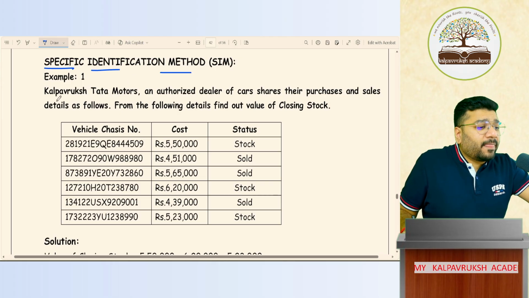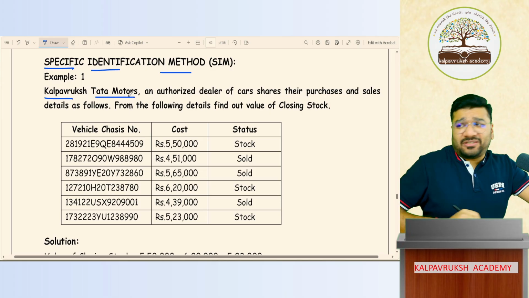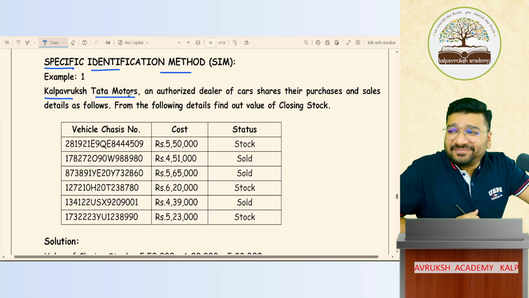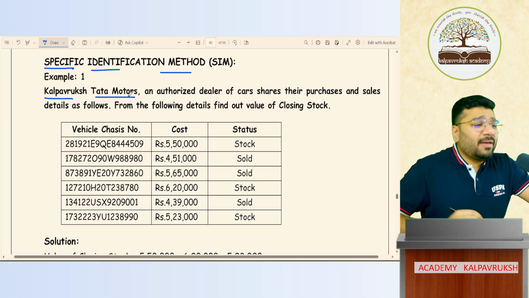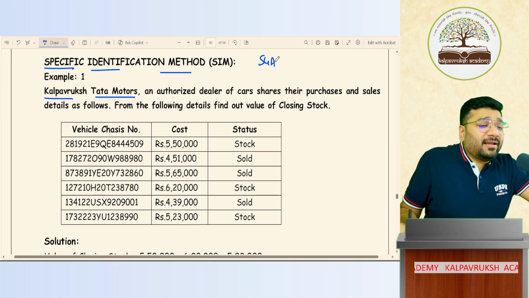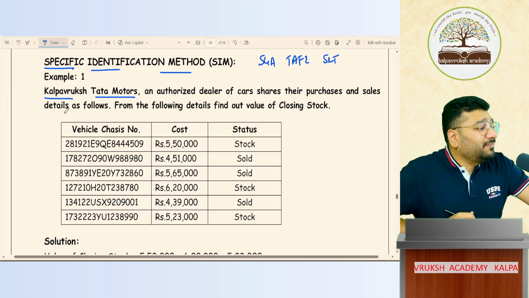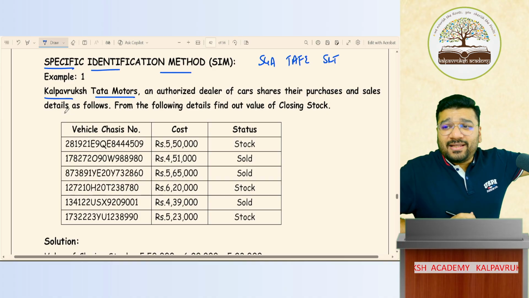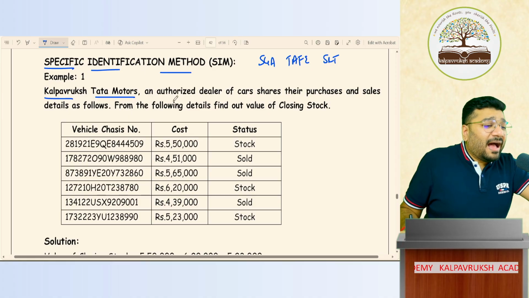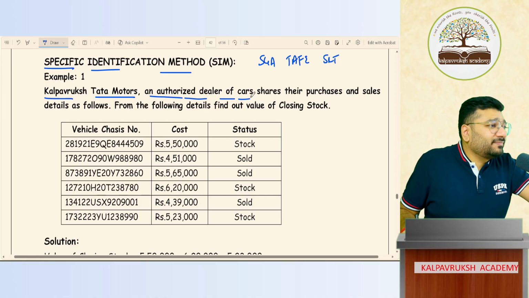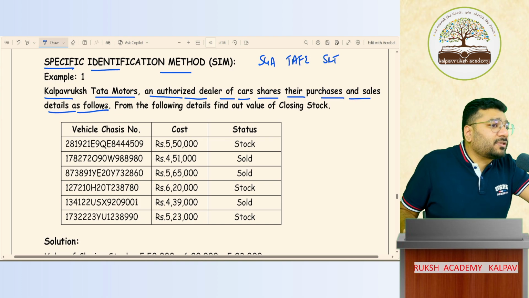It says Kalpavriksha Tata Motors. When SGA Tata Motors can come, when TAFE Tata Motors can come, when SRT Tata Motors can come, why can't Kalpavriksha Tata Motors come? It also can come. So I have one business called Kalpavriksha Tata Motors. Those who don't know, understand this. I am an authorized dealer of car. I am sharing the purchases and the sale details as follows.